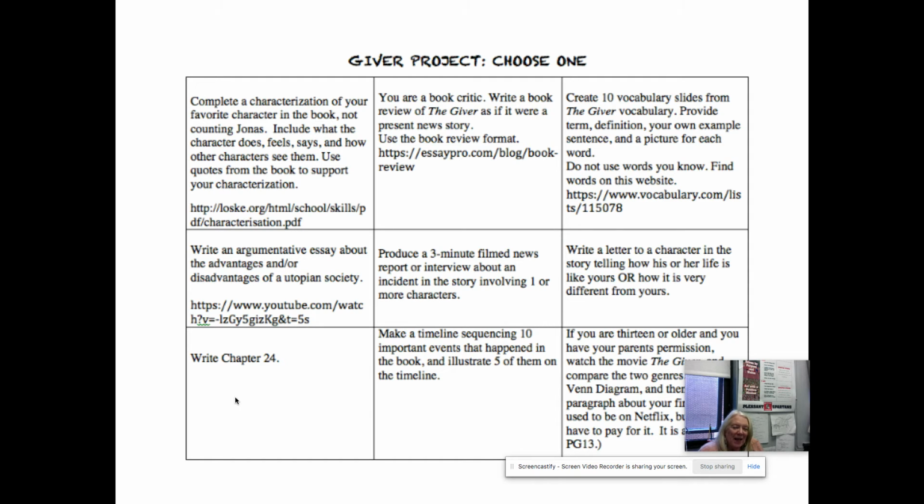How would you have ended the story? Maybe not how Lois Lowry did. So a lot of kids like to write the ending to the story.